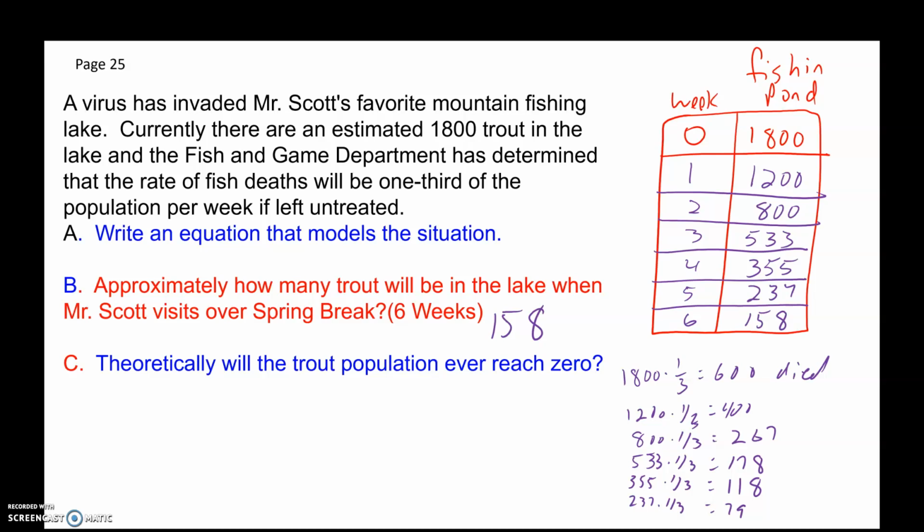All right, now if I want to write the equation, I'm going to need my A and B. My starting value, which we know is 1,800. Now to get the multiplier, we're going to need to divide backwards. Pick any number that you see on the right side and divide by the prior number. So I'm going to do 533 divided by 800. So let's see what that gives us. 533 divided by 800 equals 0.6666, or 0.67.